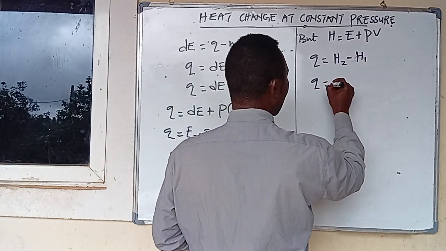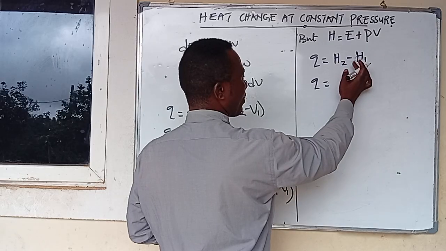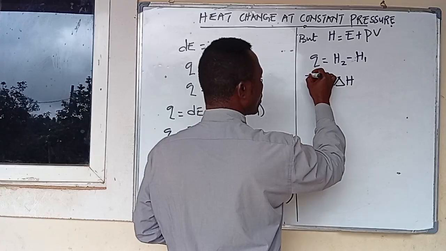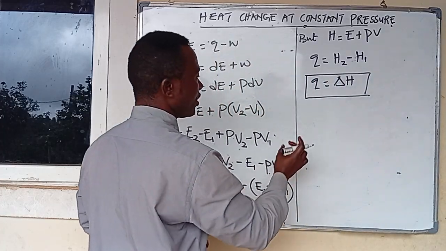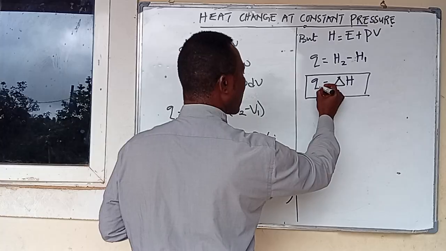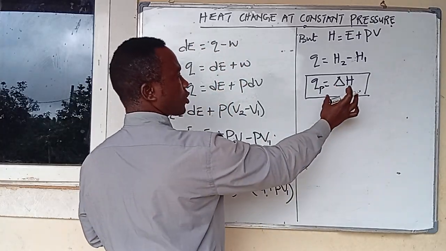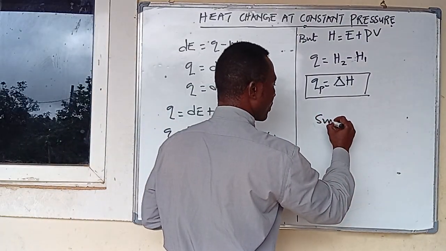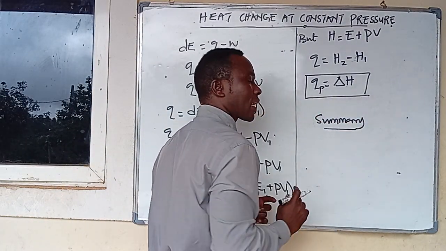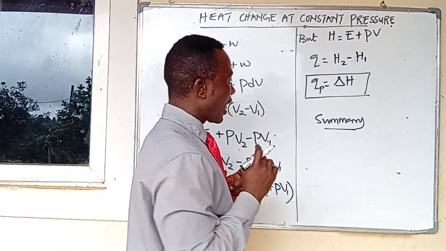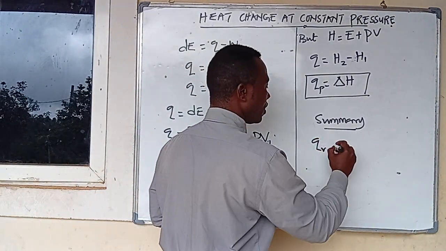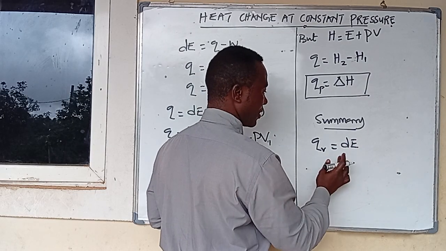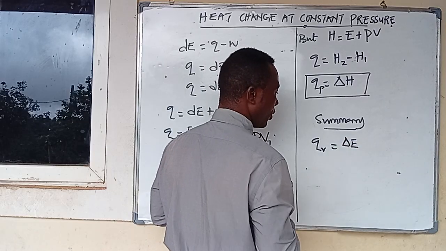But we know that enthalpy final minus enthalpy initial will give us change in enthalpy. So what does it mean? It simply means that heat change under constant pressure is actually equal to change in enthalpy. So note it as a summary. Remember the former class I gave you, I told you that heat under constant volume is equal to change in internal energy.